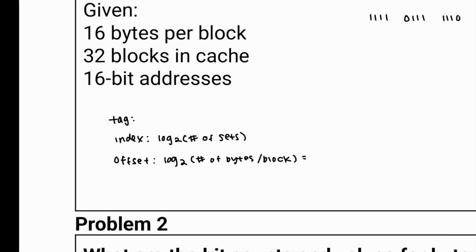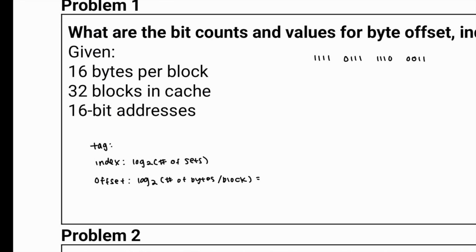We actually have a couple pieces of information already given to us. We're given the number of bytes per block, which will be helpful for the offset. We have 32 blocks in a cache and then a 16-bit address. So if we want to calculate the offset, we need the number of bytes per block. So let's do this over here. The offset is log 2 of 16, which is equal to 4.